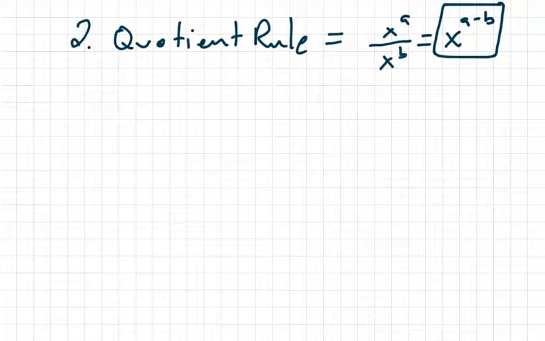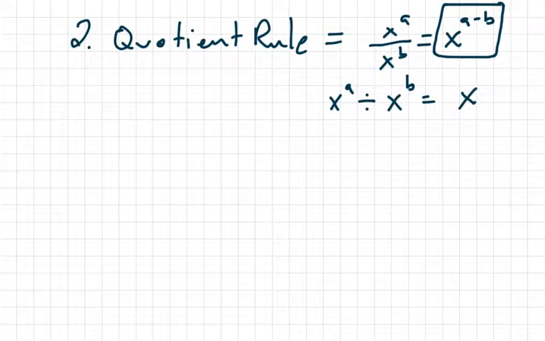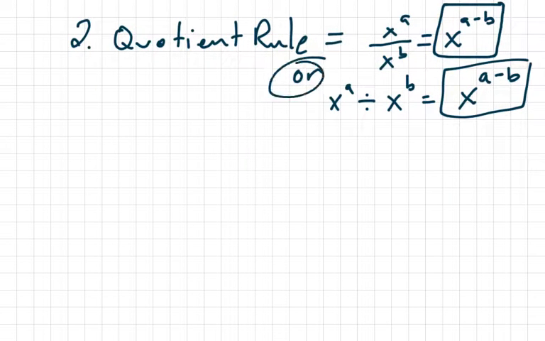So you can write this another way too. I'll write it out. I'll say x to the a divided by x to the b. And again, the a and b could be any numbers. It doesn't matter. And it's still going to be, hey, we're going common bases division, subtract our two exponents, a minus b. Okay, so either or. I'm just going to put an or here. Just like that. All right, so let's look at an example, and you'll see how simple this is.